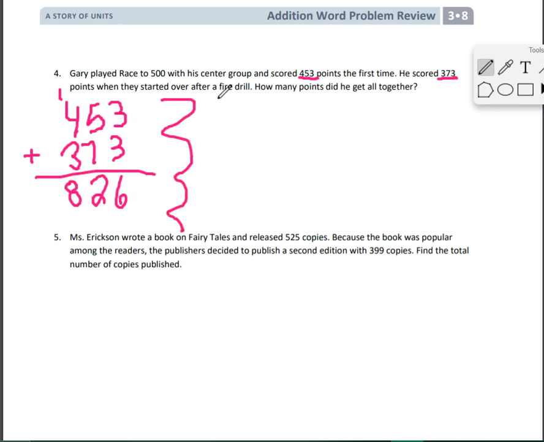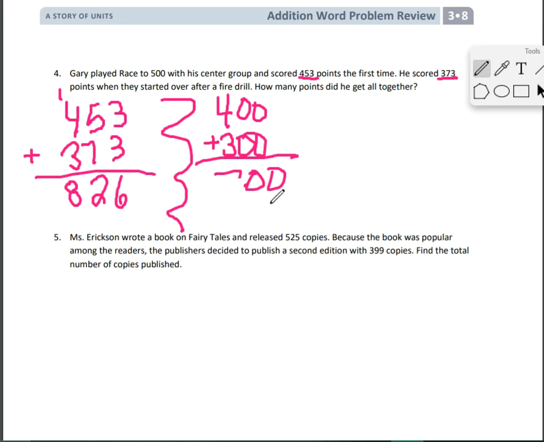Again, using our alternate strategy, it would be 400 plus 300. I'm just pulling the numbers apart. That's all I'm doing. We have 700. Let me see if I can fix that. That's making it look kind of like a Z. All right, and then it would be 50 and 70.